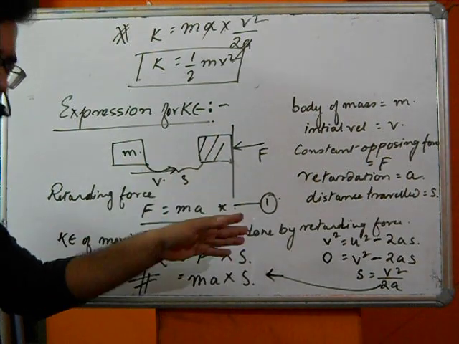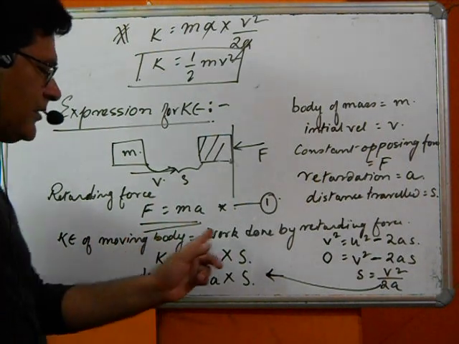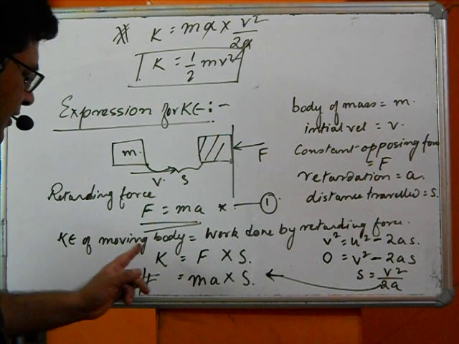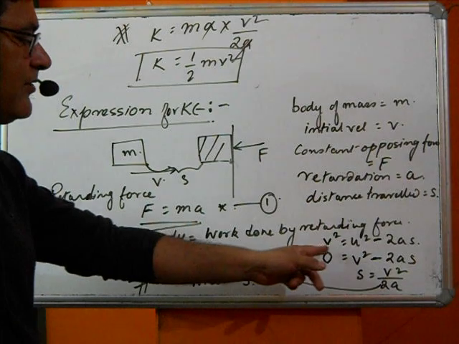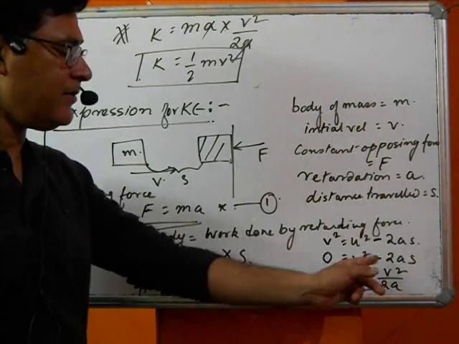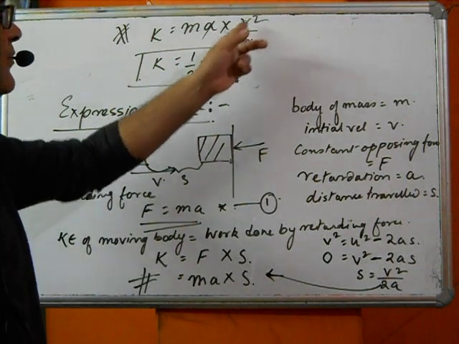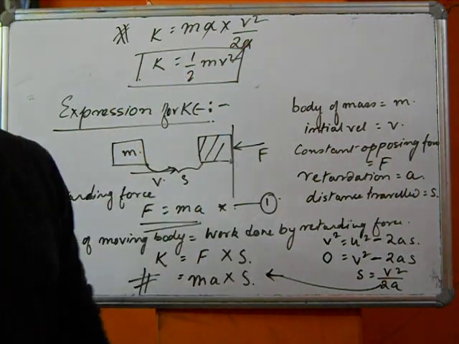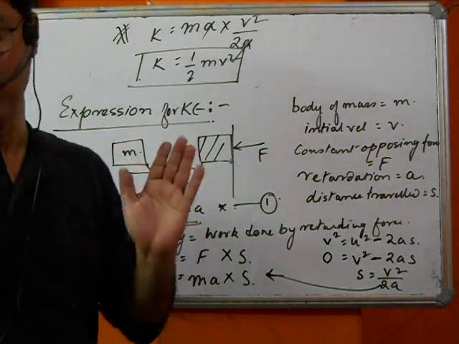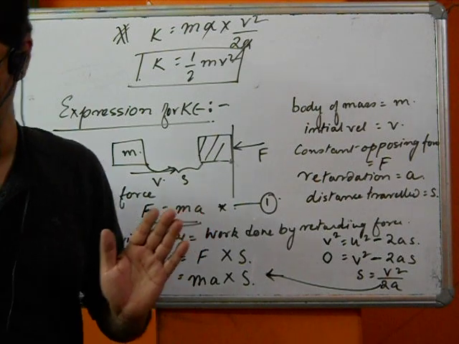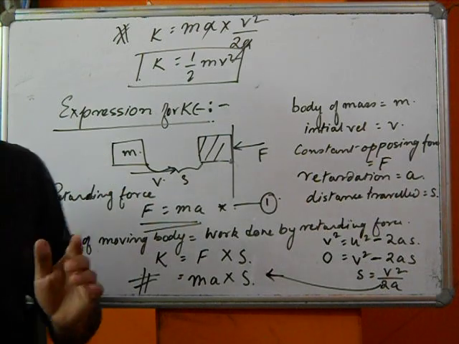Of S, then it stops. So the retarding force applied is equal to m into A. The kinetic energy of the moving body is equal to the work done by the retarding force. So work done means force into displacement. Force I got as m into A. Displacement: 0 equals V square minus 2AS, so S equals V square by 2A. I replace it over here. K equals m A into V square by 2A. A cancels, K equals half m V square. So this is the expression for finding the kinetic energy of a moving body. Got it? So we understood how we can find the kinetic energy of a moving body.